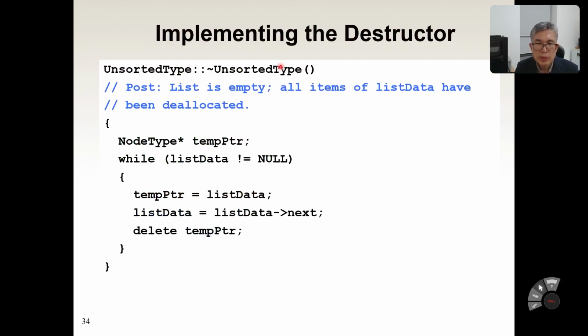So in the destructor, tilde unsorted type, we have a temporary pointer type here. List points to the start node in the list, right? So if this is not null, it means we still have a node to search. So list data and the temp data here, this is the node to delete, right?